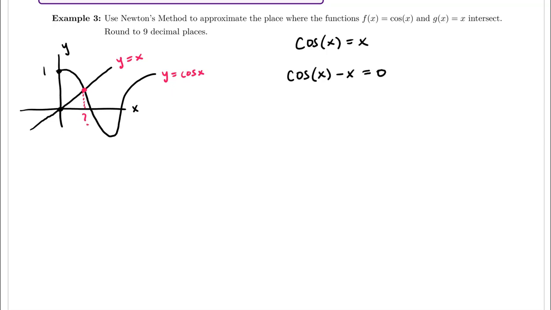And now I have an entirely different function altogether. Even though this was called f of x and this was g of x, why don't we give this a different name? Maybe I'll call it h of x. And we're trying to essentially solve where h of x is equal to 0, and that will give us the same solution for where these two functions are equal to each other. So let's come up with a formula.